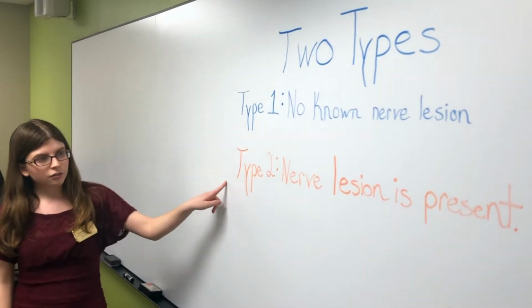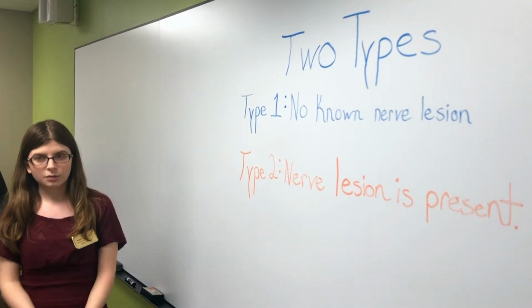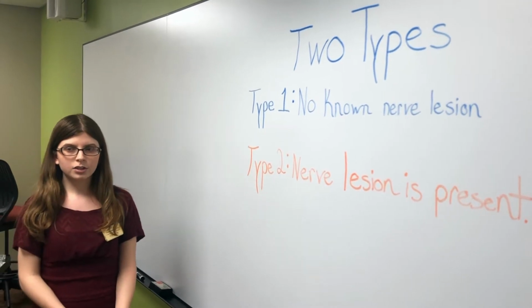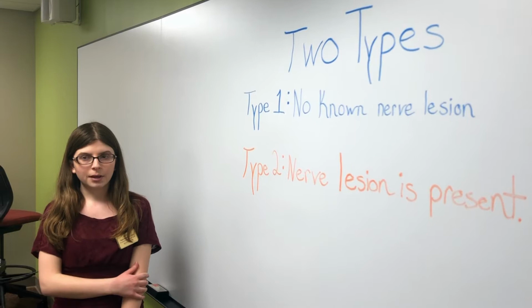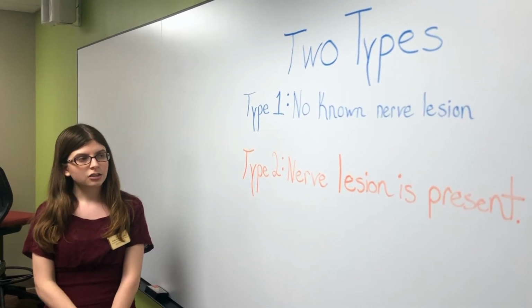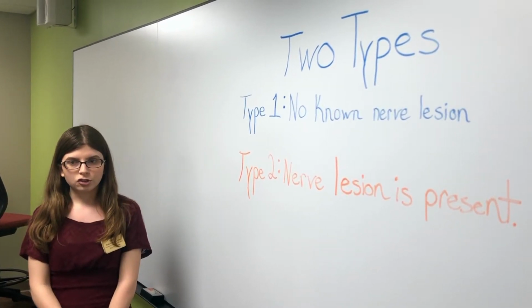Type 2 is when a nerve lesion is present. This corresponds to causalgia, which is a severe burning pain sensation. This has to do with whenever you have a peripheral nerve injury.